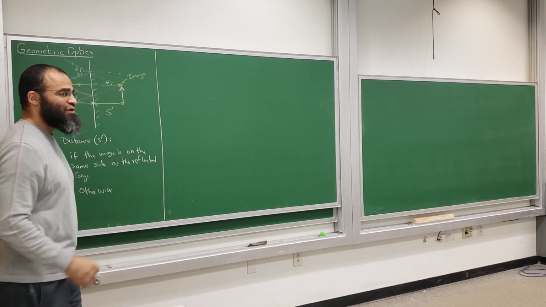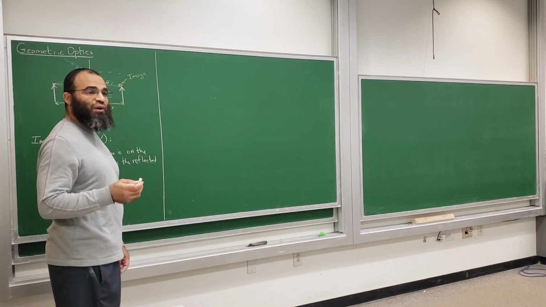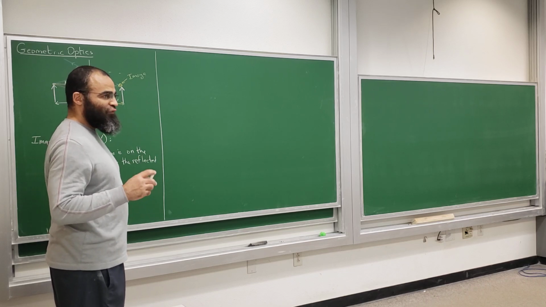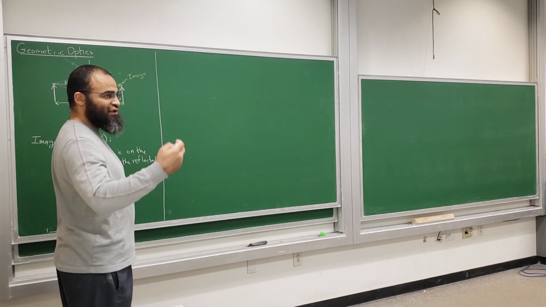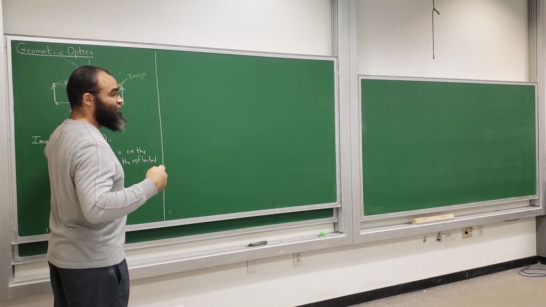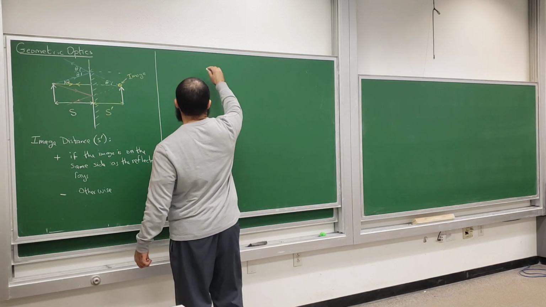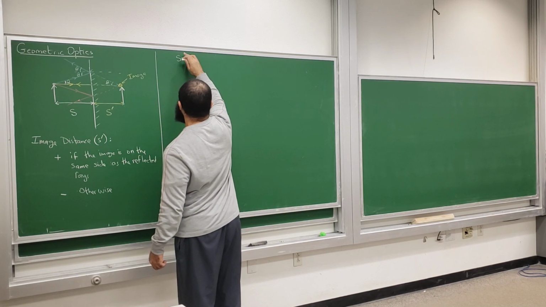But these are just mirrors. Mirrors are governed by reflection. Refraction is when you get lenses. With lenses, light actually goes through the lens. For the mirror, it just reflects, right? So let's go through spherical mirrors. There are two types.